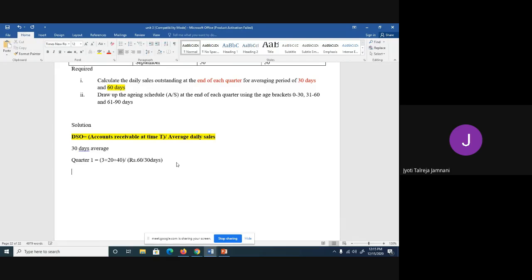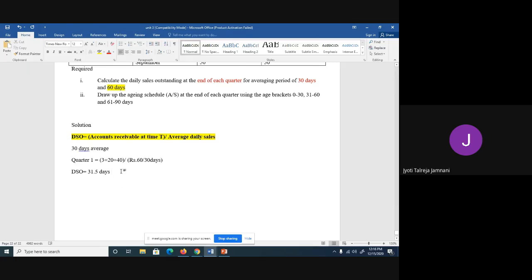So if you solve it, you will get DSO, that is days sales outstanding, is equal to 31.5 days. The answer is in days because we are finding days sales outstanding.